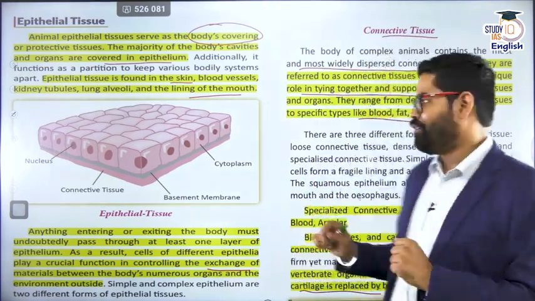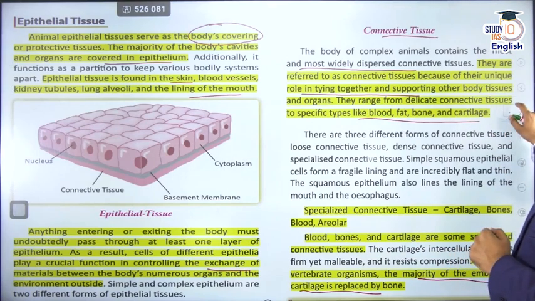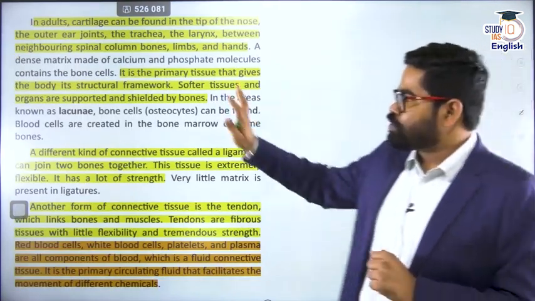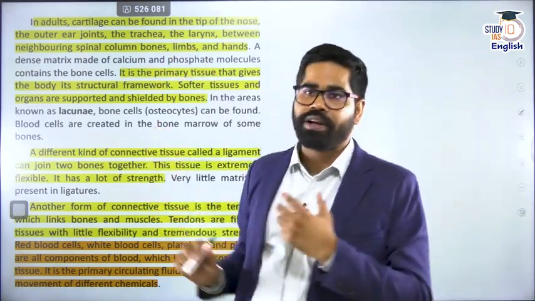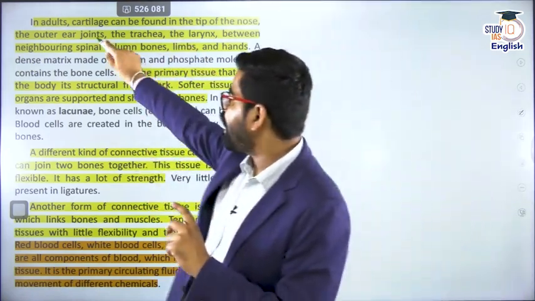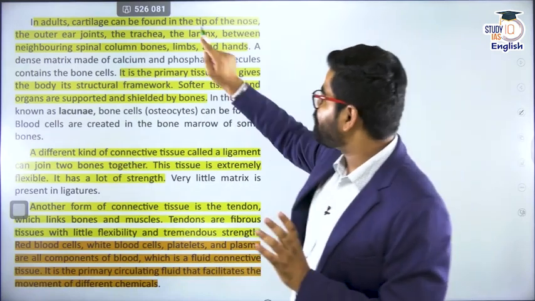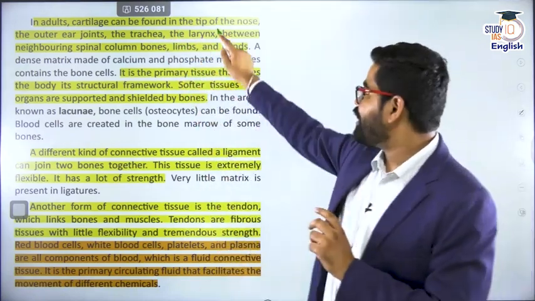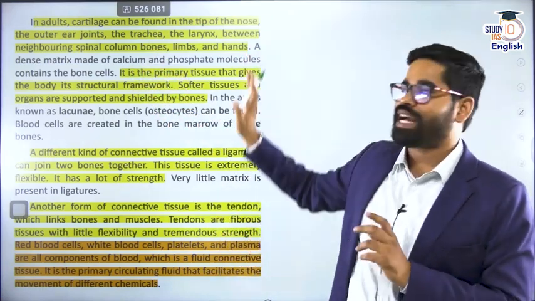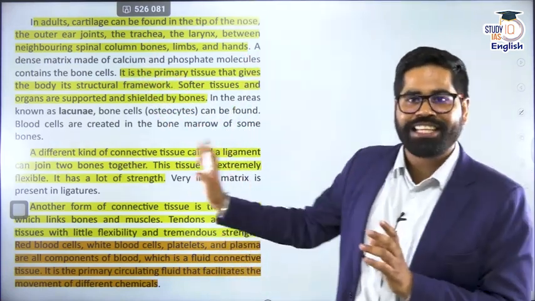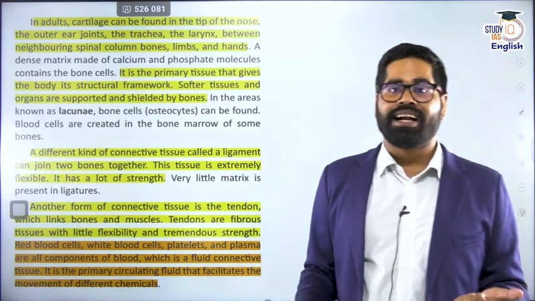Now, in case of an adult, the cartilage can be found in which parts? They can be found in the outer ear, joints, the trachea, and the larynx. They can also be found in the column bones, limbs, and hands. So in all these locations, we can get the cartilage.